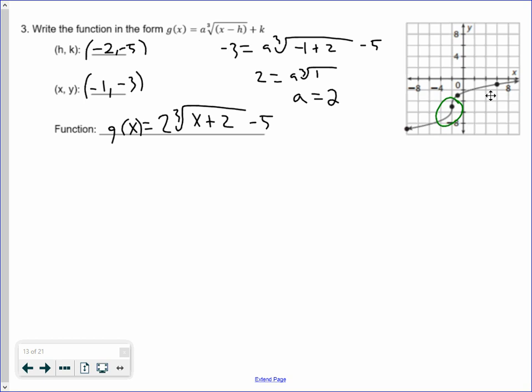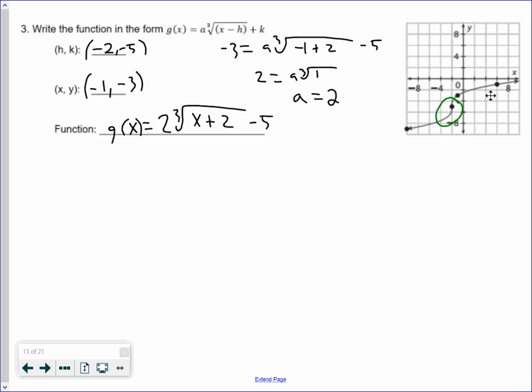Our xy, it doesn't matter if you use -1, -3, or 6, -1. It doesn't matter which point you choose, you'll get the same thing regardless. Because they're both on the graph, so either one you chose, you would have gotten the same a value that I got of 2, and you would have gotten the same function, g of x equals 2 times the cube root of x plus 2, minus 5.